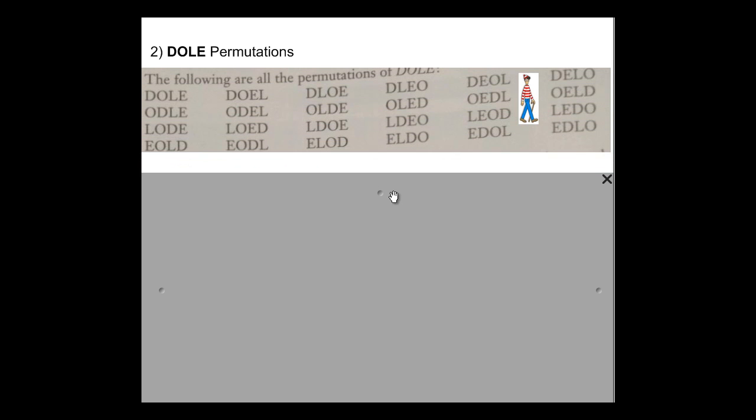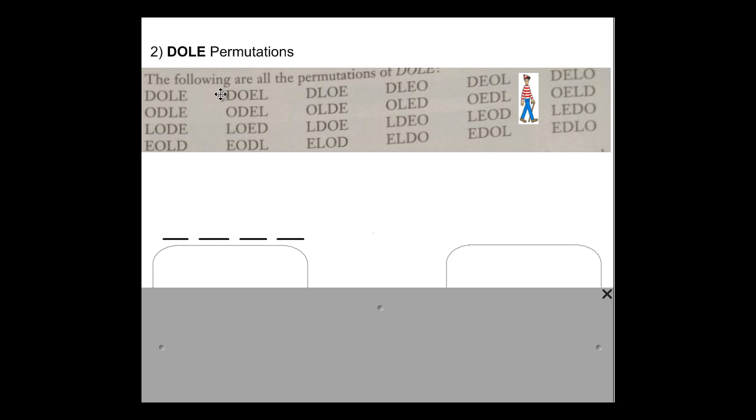Okay, hopefully you've taken the time to do this. Let's take a look. If you look at the word dole, how many permutations did you find? Here's what I got. As you can see, they're all written out. If you count them up, there's 24 of them. Each one of these is unique. None of them repeat. If you had to spell the word dole, there's 4 spots.